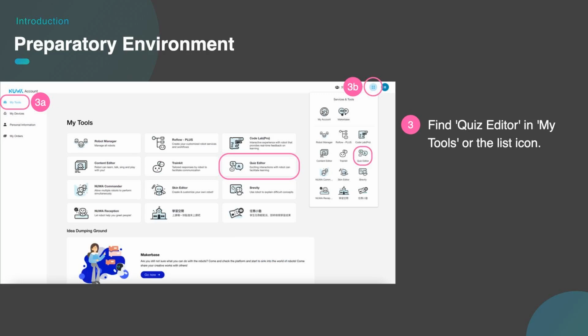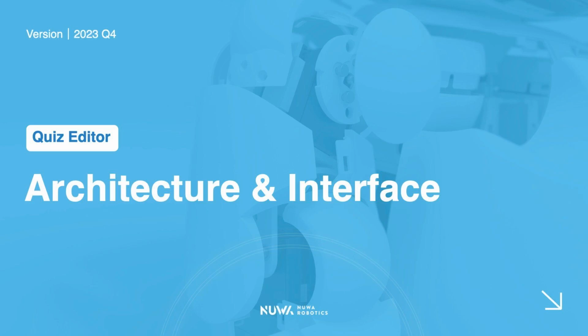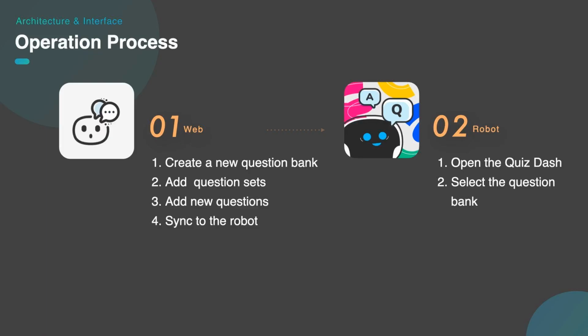Click on My Tool or the list icon at the top right to find Quiz Editor. Then you will enter the home page of Quiz Editor. Chapter 2. Architecture and Interface. In the operation process, we will first create a new question bank. Add question sets and questions on the website, and then synchronize to the robot side. On the robot side, open the Quiz app to start the quiz game.